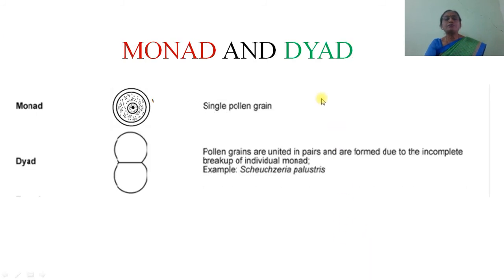Then apart from polyads, there are monads and dyads. Monads means a single pollen grain, and dyads means pollen grains are united in pairs and are formed due to the incomplete breakup of an individual monad.